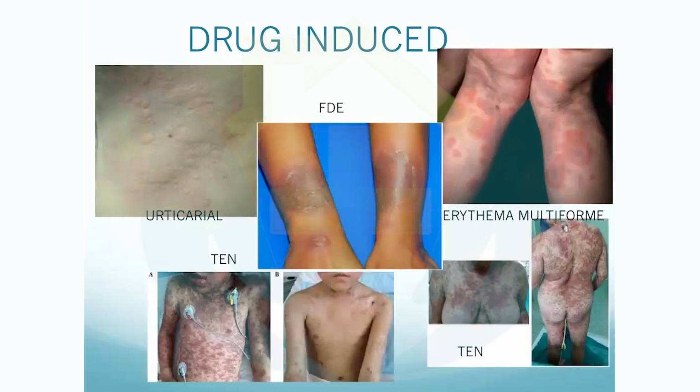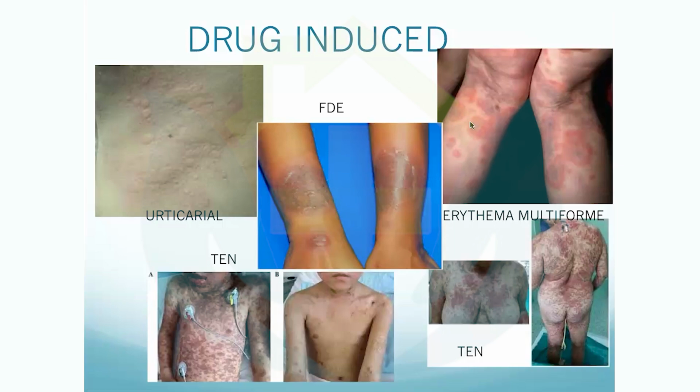Last but not the least, drug induced. Drug induced lesions can be in various shapes and sizes. It can be urticarial. You all have seen. You can have fixed drug eruption, which means every time the patient takes the drug, there can be erythema around the surrounding area and the lesion becomes darker. And of course, there are many drugs which can cause this fixed drug eruption. So it's important that you make the patient aware.